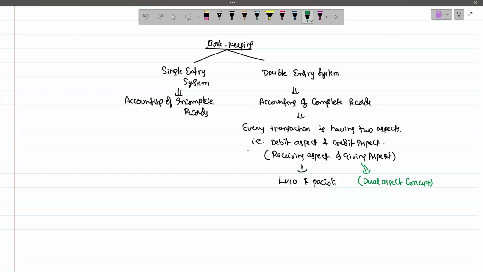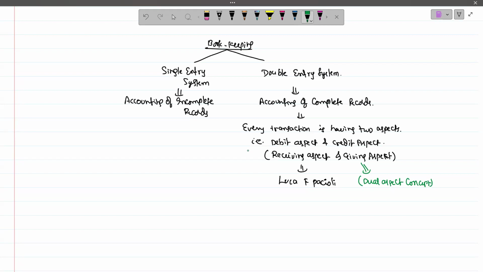Dual aspect concept. For example, we purchase the goods. There, the receiving aspect is goods, and the giving aspect is cash. And we pay the salaries to the employees. The receiving aspect is service, and the giving aspect is cash. And we pay the rent to the landlord. The receiving aspect is service. The giving aspect is cash. And sale of an asset. The receiving aspect is cash. The giving aspect is asset.